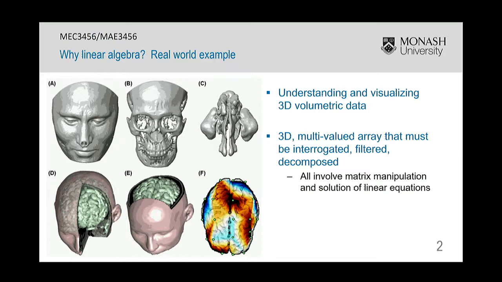So, for example, we can look at the face, the surface of this individual, we can look at where the skull is, we can look at the shape and size of the brain, and with some techniques you can even look at the kind of brain activity that's going on. All of these things involve matrix manipulation and the solution of linear equations. So linear algebra and solving linear equations is extremely important in many applications.